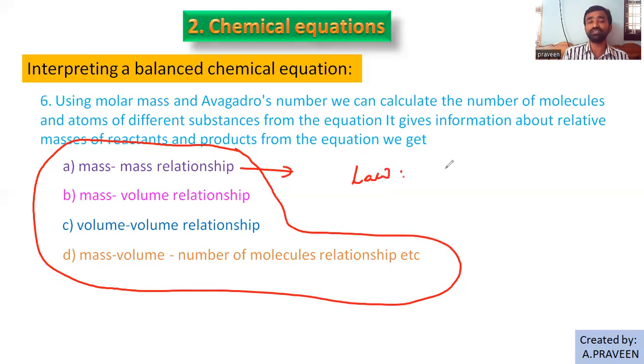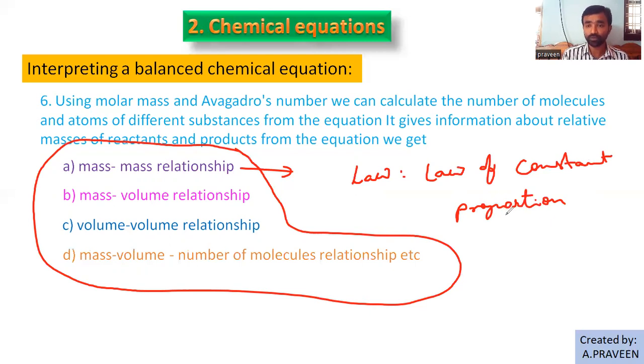That law is the law of constant proportion, which you learned in your 9th class. Law of constant proportion. That means what here? Reactants always participate in a reaction by following a ratio, right? It depends on the ratio of reactants, not on the quantity provided by you.